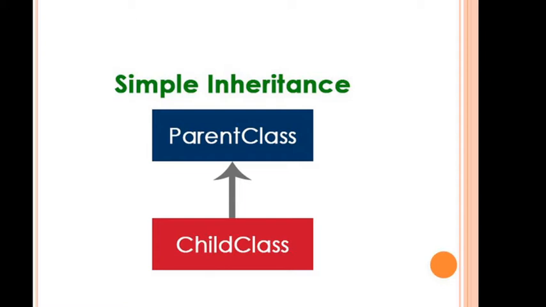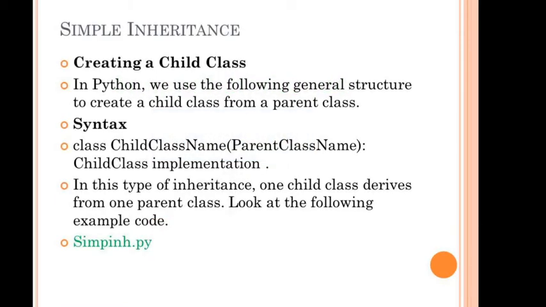As we discussed, in single inheritance, consider two classes. One is called the parent class and the second one is called the child class. The child class can acquire the properties of the parent class.